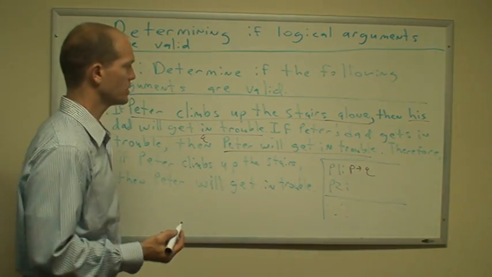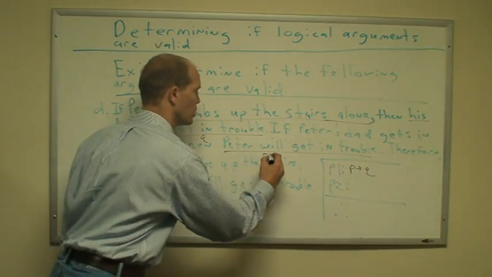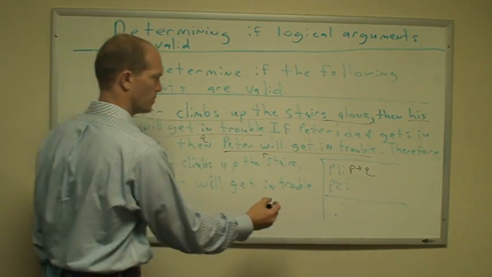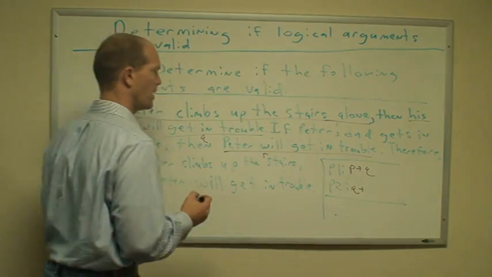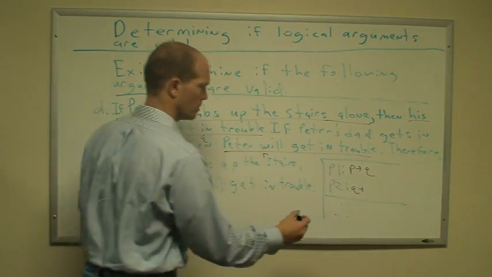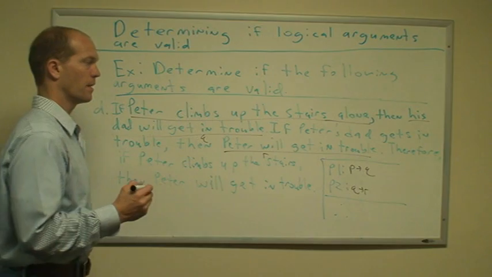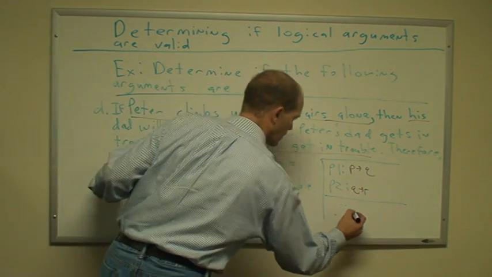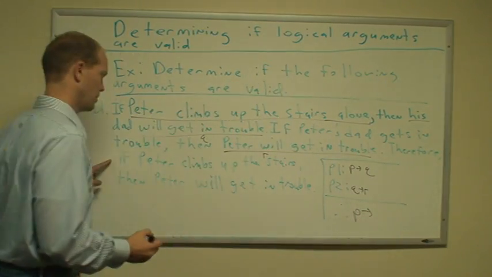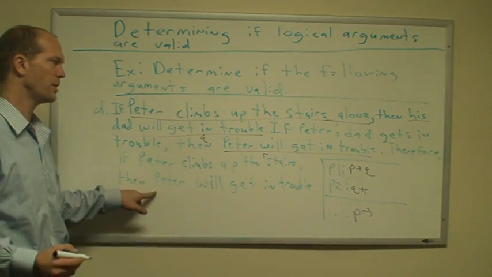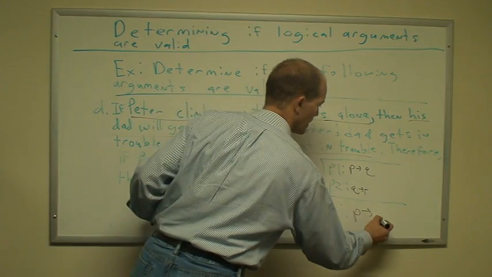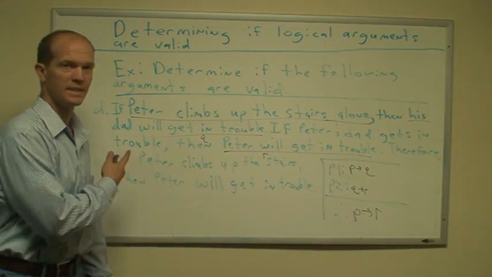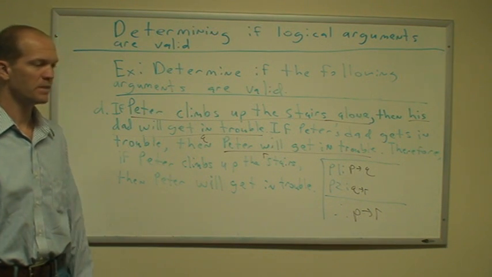This argument actually has 3 different simple statements. We'll call this one R then. And that second premise, if Peter's dad gets in trouble, if Q, then Peter will get in trouble, R. The conclusion, therefore, if Peter climbs up the stairs, that was if P, then Peter will get in trouble. Peter will get in trouble was R, so if P, then R. Notice, an argument can be made up of any number of simple statements.